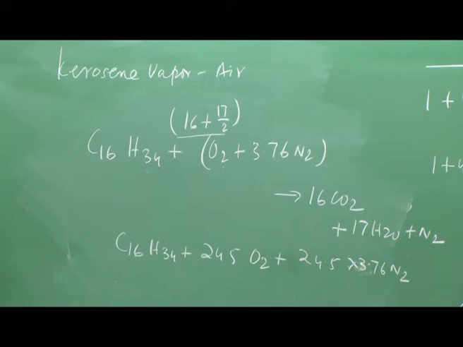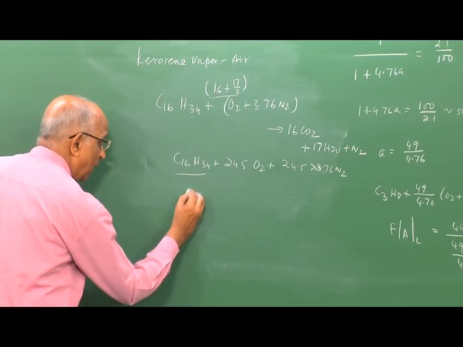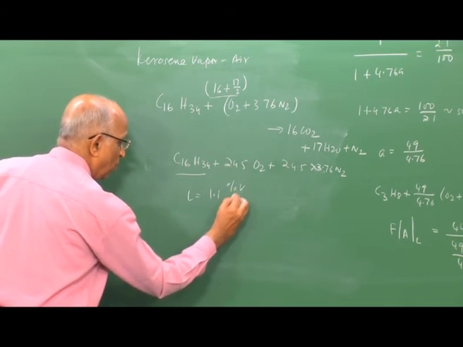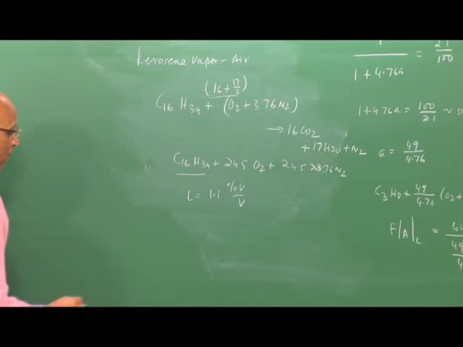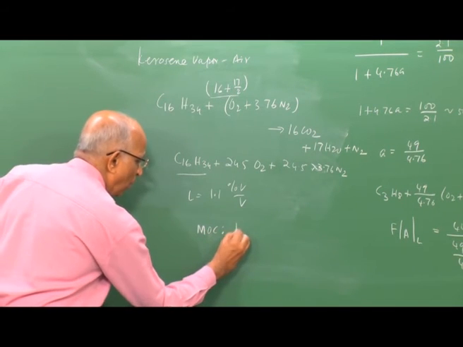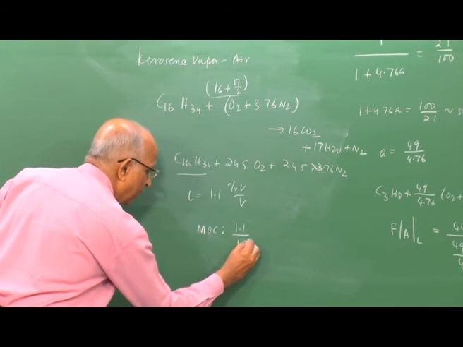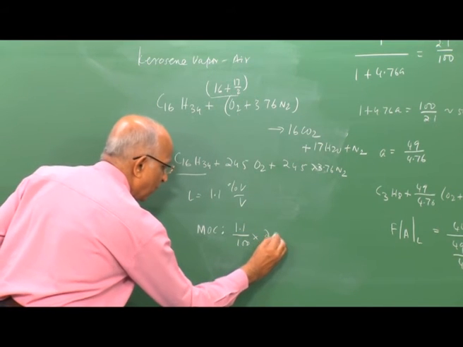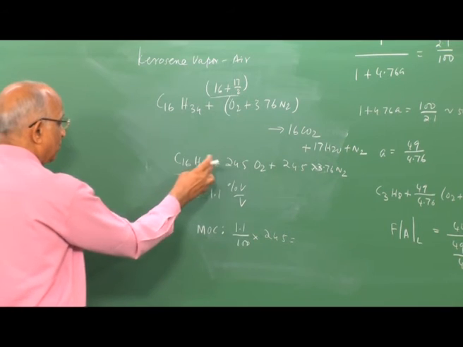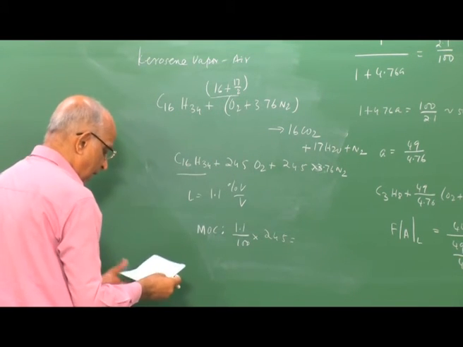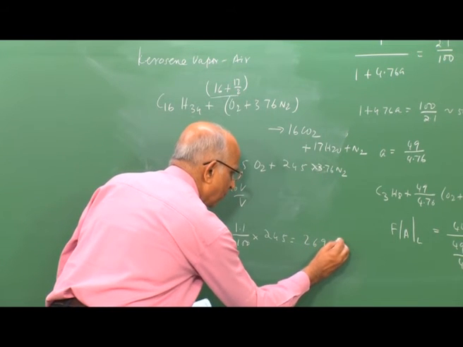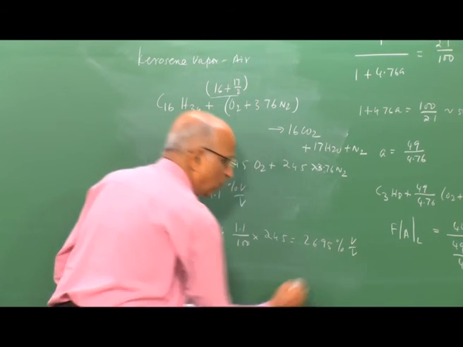Therefore, what is the limit of L? L, we said, is equal to 1.1 percentage volume by volume, and therefore, if I were to translate this into MOC, MOC is equal to 1.1 divided by 100 into 24.5. This is the minimum oxygen concentration which is required for the kerosene vapor mixture, and this comes out to be something like 26.95 percentage volume by volume.